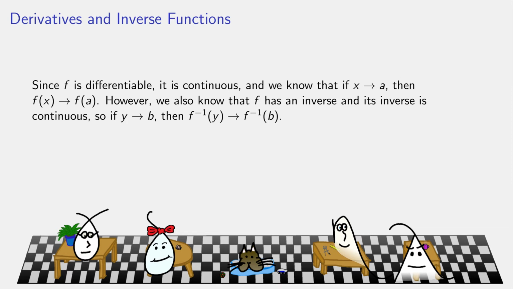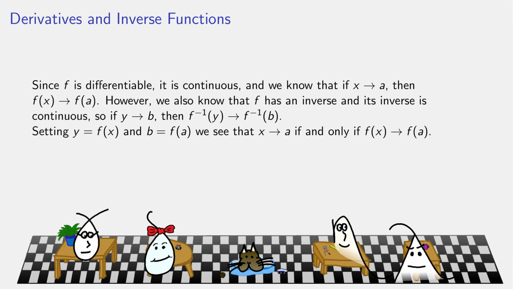So since f is differentiable, it must be continuous. So if x is approaching a, f of x must be approaching f of a. But we also know that f has an inverse, that's one of our givens, and from an earlier result, its inverse must be continuous. So if y is approaching b, f inverse of y must be approaching f inverse of b, because f inverse is continuous. So if we just swap y equals f of x and b equals f of a, we get that they each imply one another. X approaching a doesn't just imply f of x approaches f of a, but the reverse also holds. X is approaching a if and only if f of x is approaching f of a.